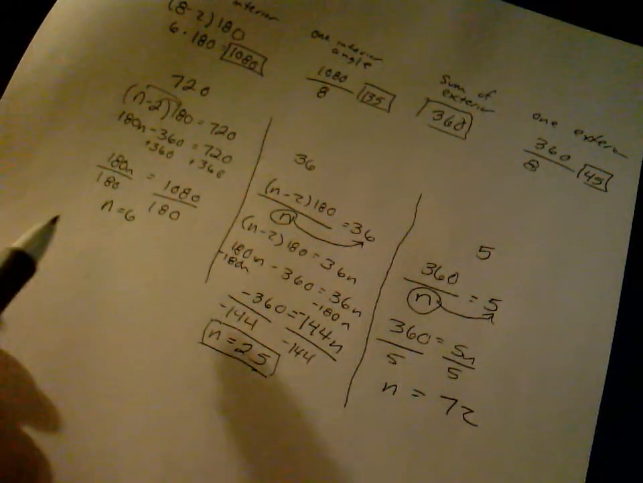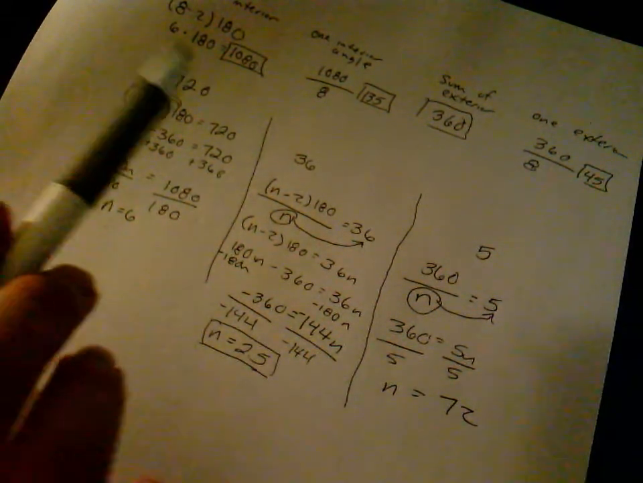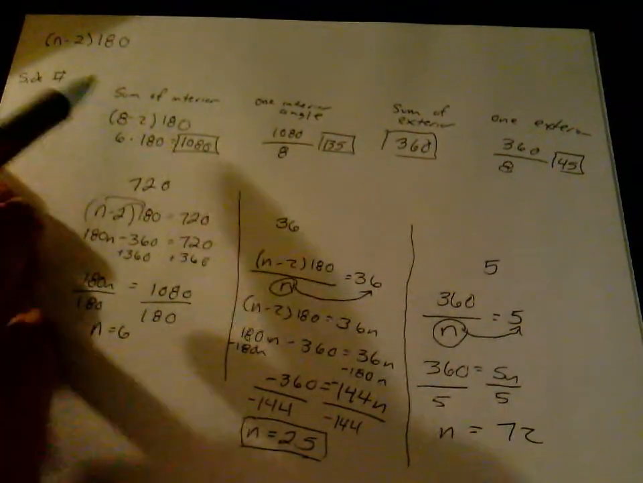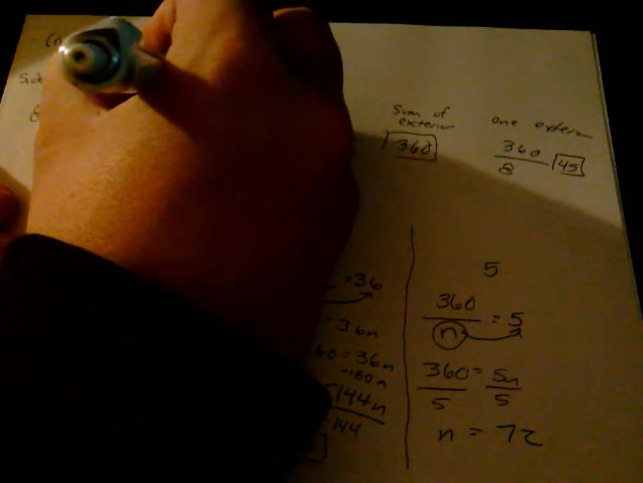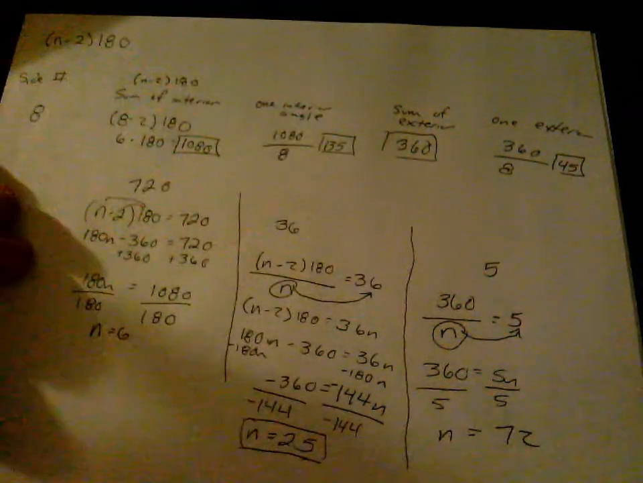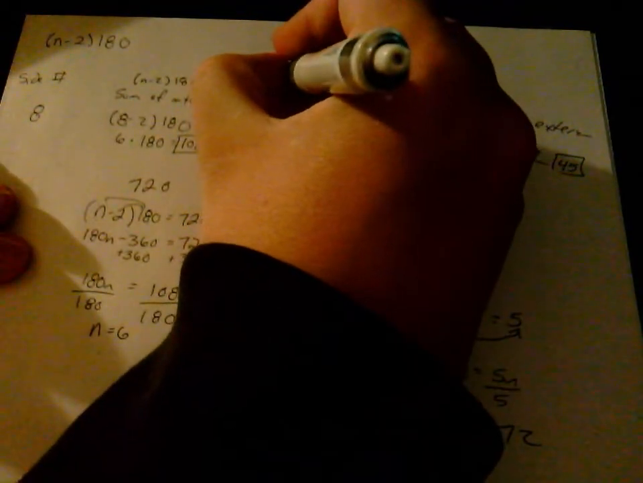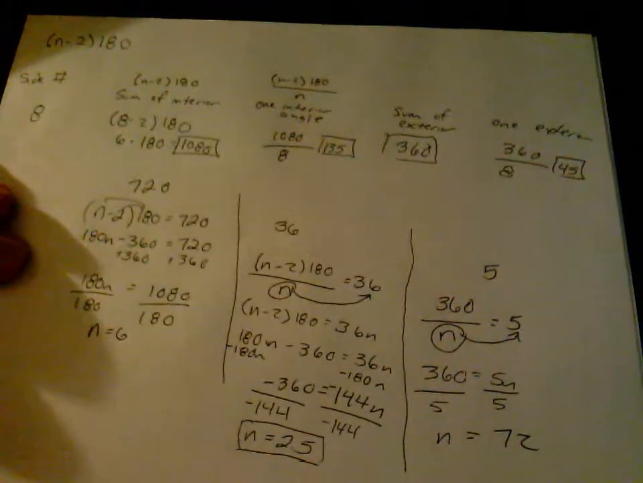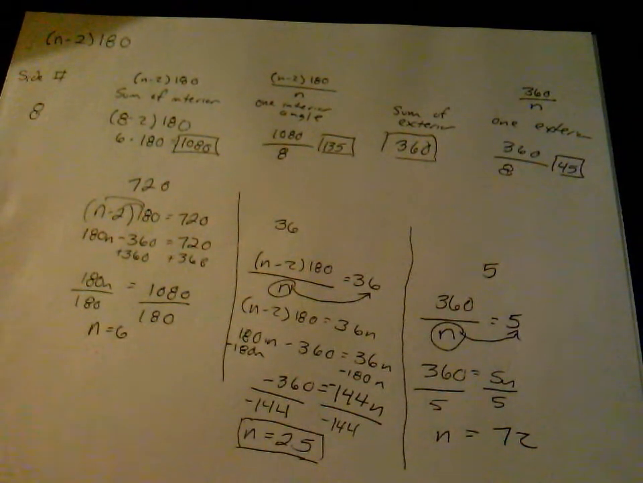So there would be a 72-sided figure. And then from there, all you need to do is figure out n. That's what we're always trying to figure out, the number of sides. From there, you should be able to find everything else based off of the formulas, because the sum of interior angles should always be n minus 2 times 180. One interior angle should be n minus 2 times 180 divided by n. And then one exterior angle should always be 360 divided by n, where n is the number of sides you have.